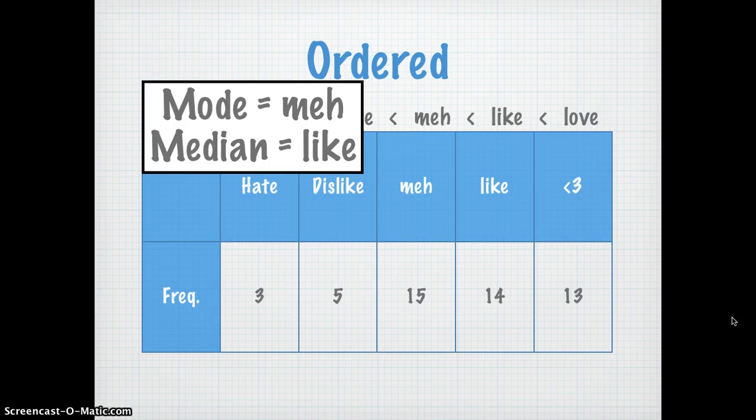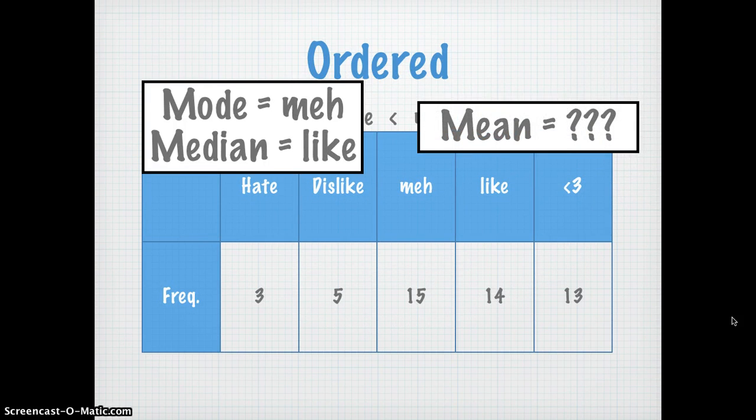Now this raises the question, can I use a mean as well here? And the answer is no, because like what does it mean to be like hate 0.5? Is there anything between hate and dislike? Well, yes, but there's no category that represents it, right? How would I represent something that lies between those two? So because I've got discrete categories, I can only have a median and I can't have a mean, because something that lies between these two categories is essentially meaningless.